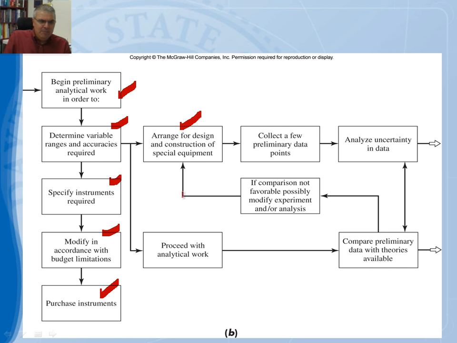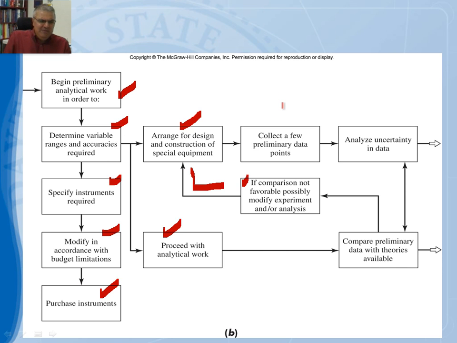Again, parallel to the experimental work, we proceed with the analytical work. We again go through this feedback loop. We compare the preliminary data with the theories available. We go back and check to see if we need to modify the experiment and or analysis. We need to do the same thing right here, and the feedback is going to go back to the arrangement for design and construction of special equipment.